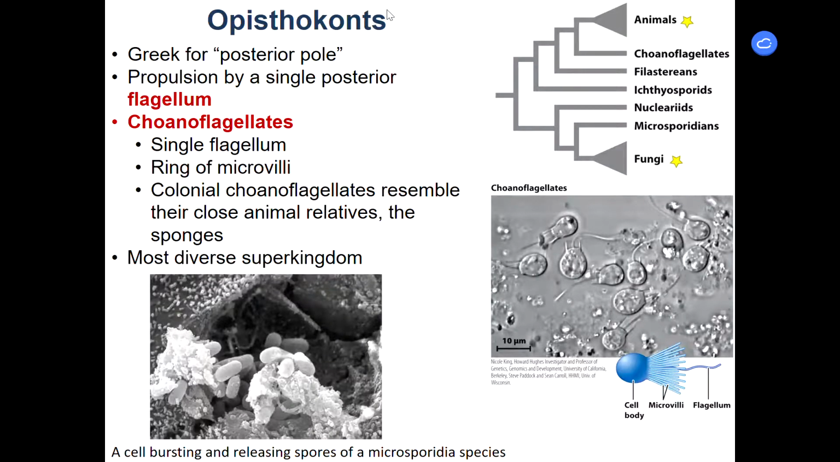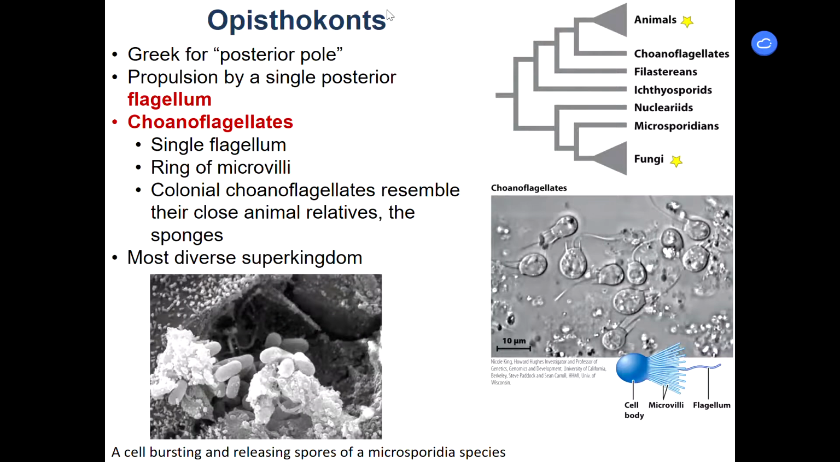Choanoflagellates are our closest relatives. These little single-celled organisms are the closest relatives to humans. They tend to have a single flagellum and a little ring of microvilli, and they are closely related to sponges, which are the most basal ancestor of all animals. And they're similar to sponges.